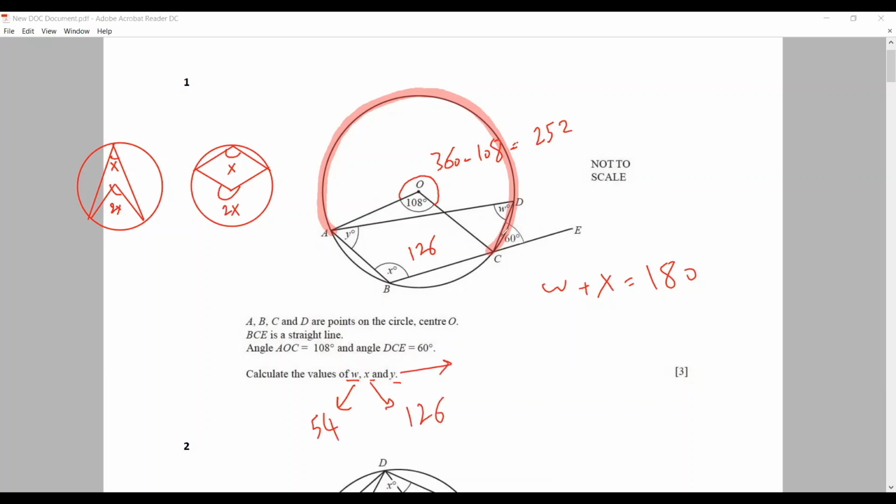Y is here. We can find this angle. Since BC is a straight line, this whole angle C should be 120. 120 plus 60 is 180, right? That's the property of a straight line. And then those are supplementary angles, therefore Y is 60, right? So each one carries 1 mark. So moving on to the next question.